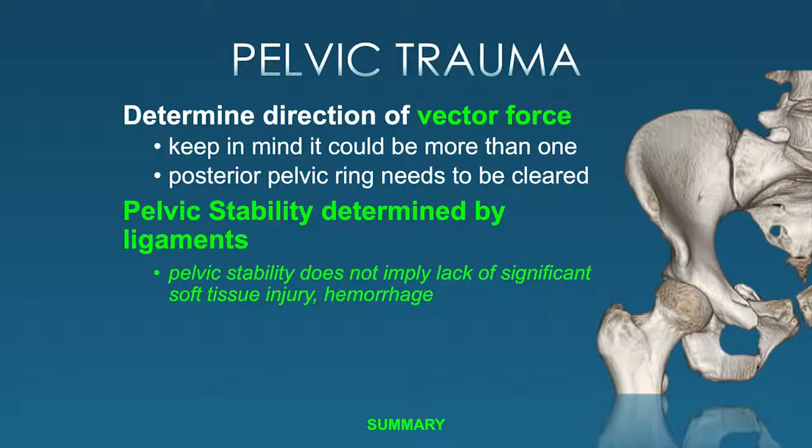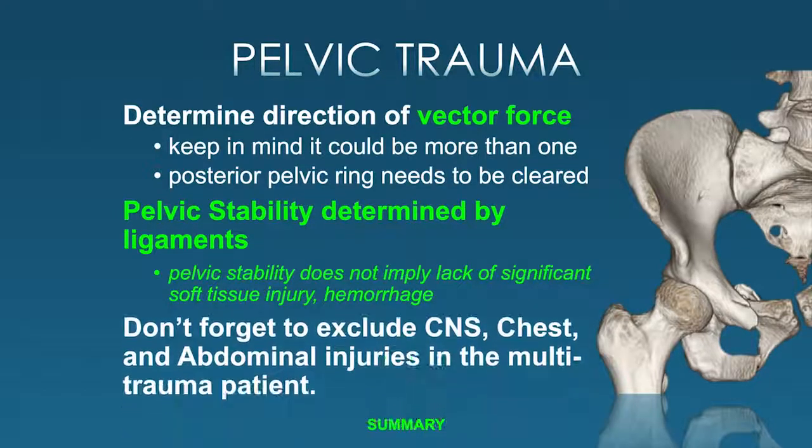Pelvic stability also does not imply a lack of significant soft tissue injury or hemorrhage. And keep in mind, if your patient is reduced in a pelvic binder or in a sheet or something, you're going to be looking for more subtle injuries perhaps than had it not been reduced by the time they come to CT. Don't forget about excluding other major injuries and incorporating your imaging of the pelvis into your whole body CTs.